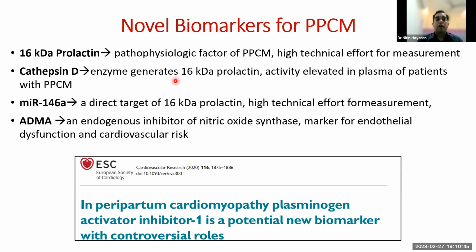So another, I already mentioned prolactin, then cathepsin, ADMA. These are all important biomarkers that are now being studied for probable association with the high incidence of PPCM. This was a research article published in 2020 on peripartum cardiomyopathy: plasminogen activator inhibitor is a potential new biomarker with a controversial role. Most of these names that I've mentioned have controversial roles, and they still need to be evaluated further to actually reach the diagnosis.